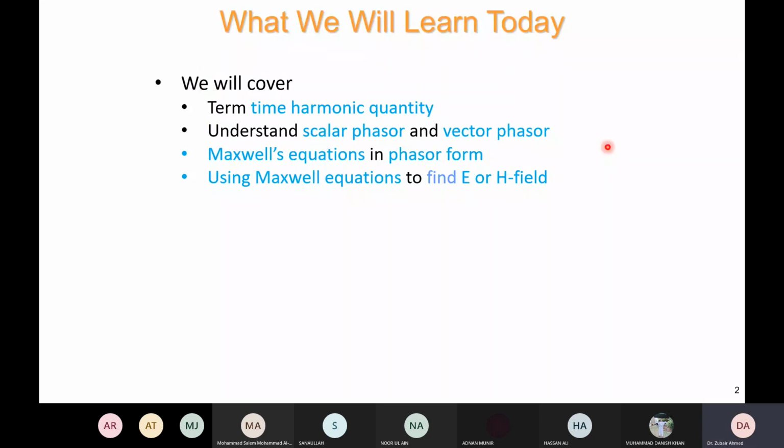The topics covered in today's lecture are: first, we learn what is meant by time harmonic quantities. Then we understand the difference between scalar phasor and vector phasor. And then we express the Maxwell equations in phasor form. And lastly, we will learn how to find the electric field given the magnetic field, or vice versa, with the help of the phasor form of Maxwell equations.